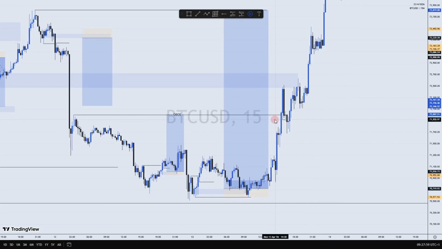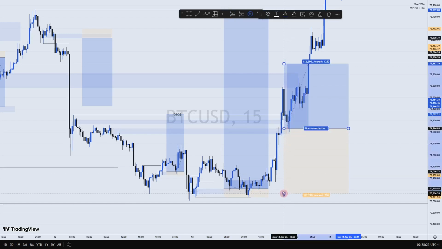So we have to find the zone that is safe. We have to find the POI that is safe from this place. And this is what I'm seeing. This breaker block, I think it was invalidated. The breaker block was touched by inducement. So the next zone now will be this breaker block here. So this way we'll have continued this buy. This is another sweet entry for this buy.